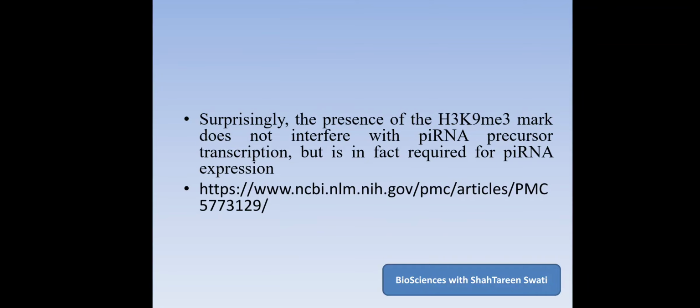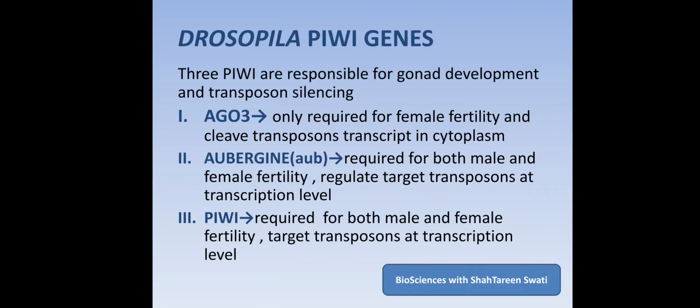Surprisingly, the presence of this H3K9Me3 mark does not interfere with the piRNA precursor transcription, but is in fact required for piRNA expression. Is it clear? So piRNA transcription is possible because of this H3K9Me3, the mark which is mostly on silent, heterochromatin regions, and this helps in the transcription of the piRNA.